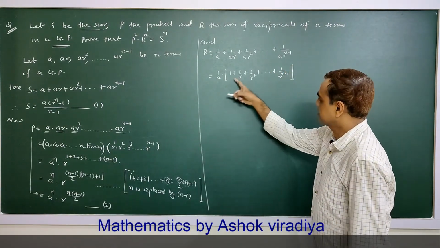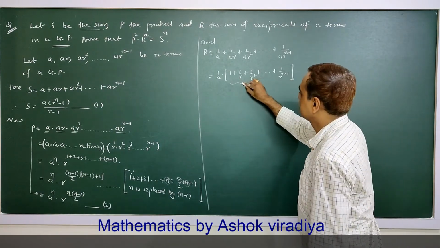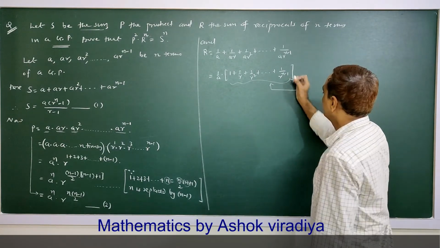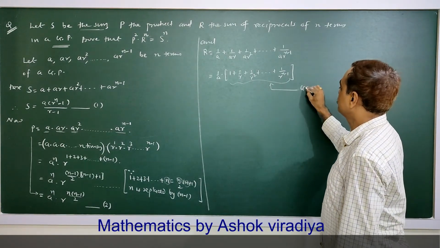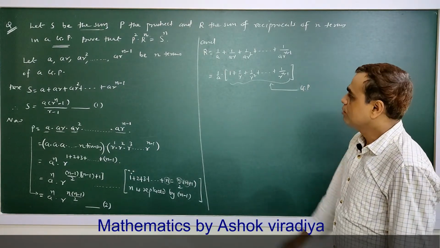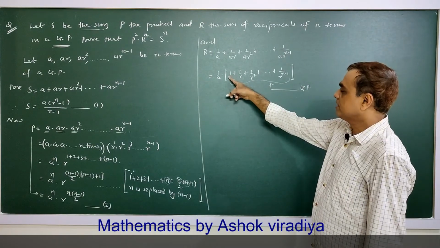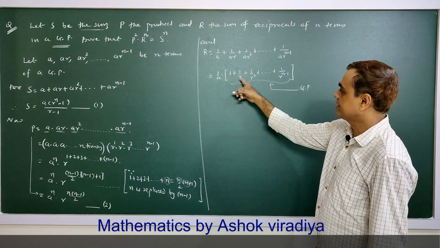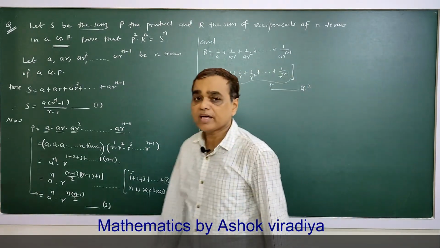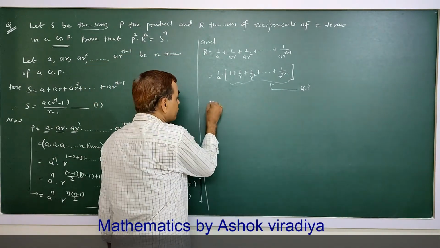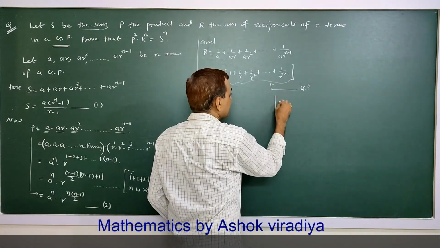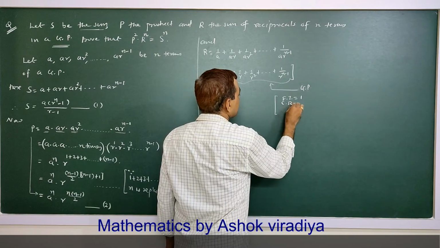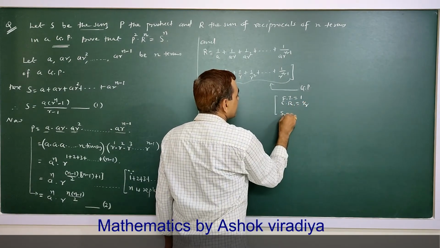These are n terms. It is GP. This is a GP series, the sum of n terms of GP. First term is 1, common ratio is 1 by r, and these are n terms: first term, second term, third term, this is the nth term. So applying the formula to find the sum of n terms of GP, here first term is 1, common ratio is 1 by r, and using this formula.